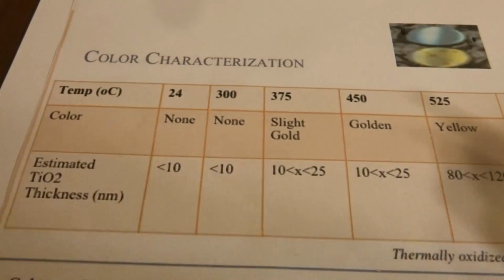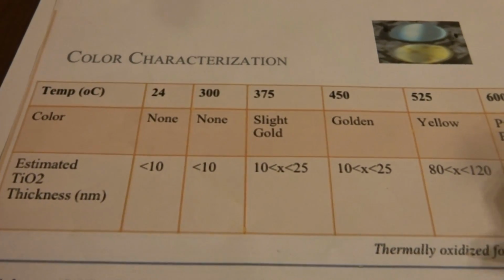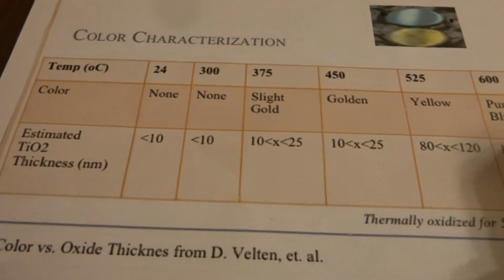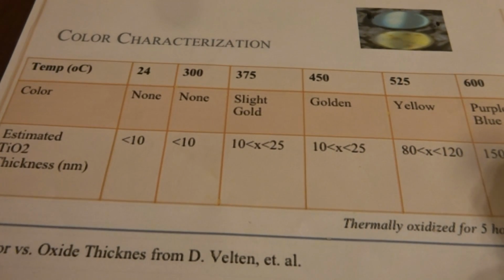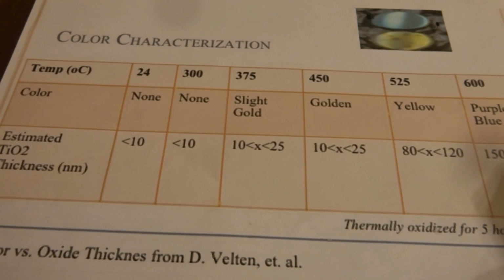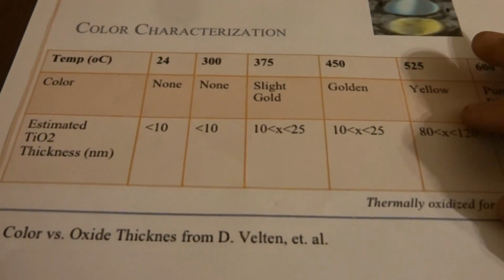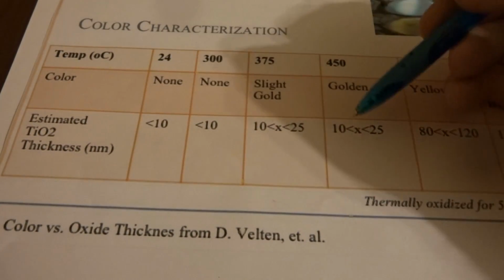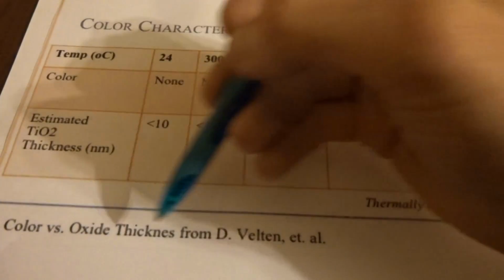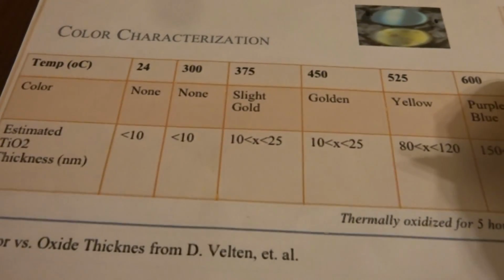You see, this is a chart right here. I have included this in many videos, but as you know, I quite often and quite frequently remove videos all the time. This is a color characterization, color versus oxide thickness.